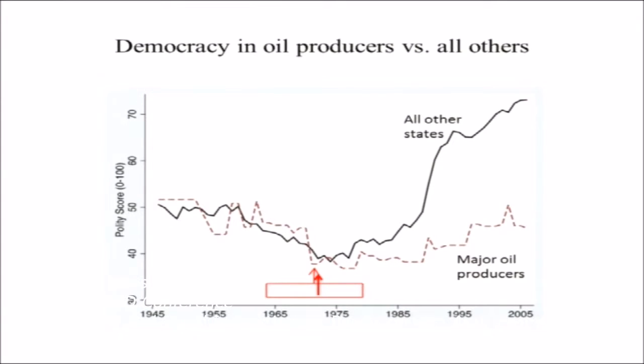There's a profound difference today in democracy scores between oil producers and non-oil producers, but it's not because oil producers have become less democratic. If anything, they are somewhat more democratic on average than they were 30 or 40 years ago. But it's because the rest of the world has become significantly more democratic.